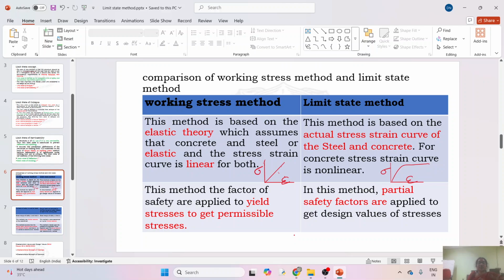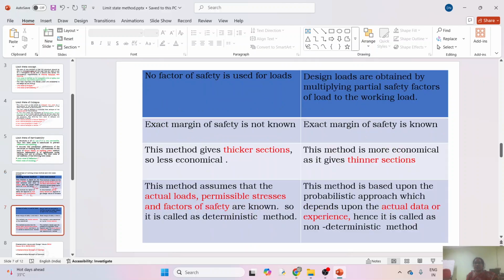And the second one: in the working stress method, factor of safety is applied to yield stress to get a permissible stress. So permissible stress is equal to yield stress divided by some factor of safety. In the limit state method, partial safety factors are applied to get design values of stresses. And next one, no factor of safety is used for the loads. But in case of limit state method, design loads are obtained by multiplying partial safety factors of the load to the working load. So working load is multiplied by the factor of safety.